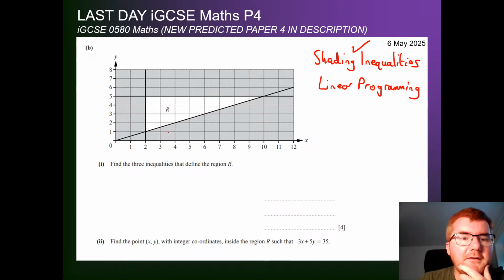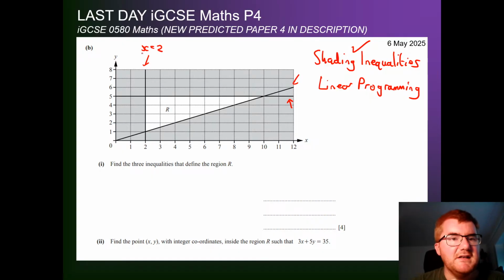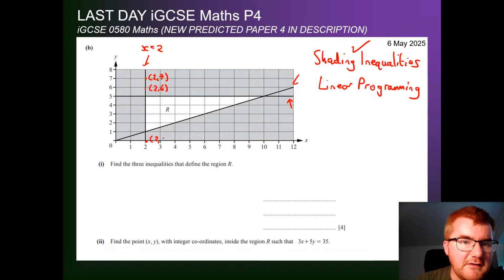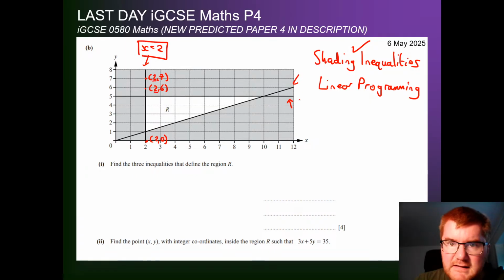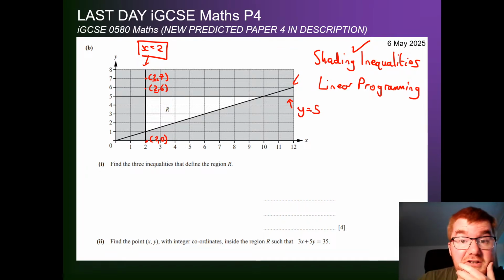Here you need to find the three inequalities that define this region. The way that we do this is we find the equation of this line, and of this line. This one is fairly straightforward. This is just x equals 2, because at any point here, this is (2, 7), this is (2, 6), this is (2, 0). All the x coordinates are equal to 2. This line here is y equals 5, and you can use similar working to find that.